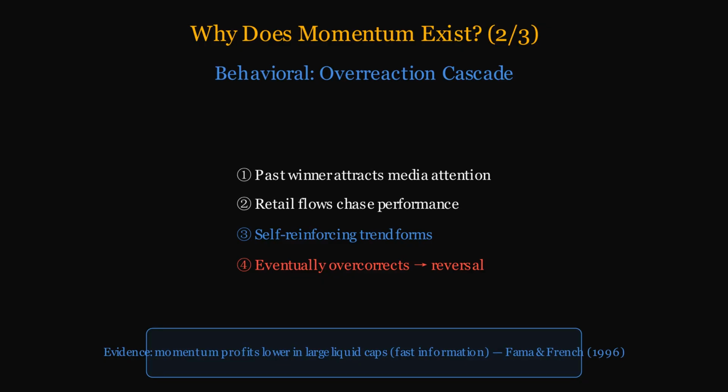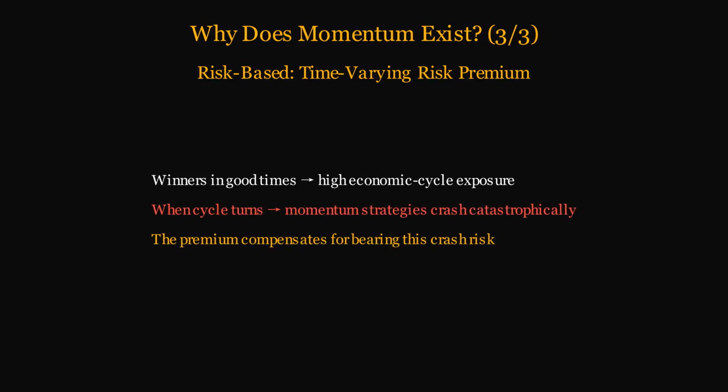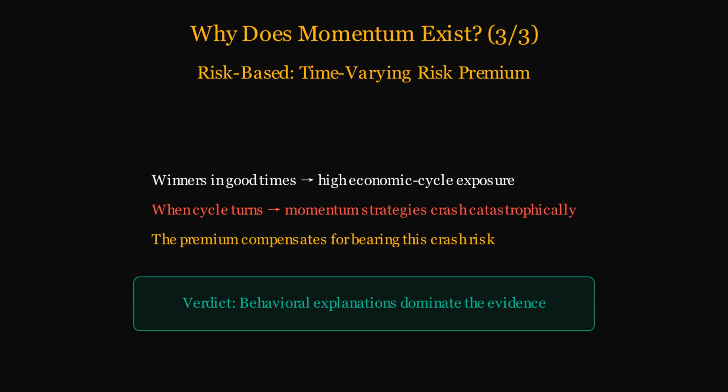Third explanation: risk-based. Winners during good economic times load heavily on the economic cycle. When the cycle turns, as in 2009, momentum strategies crash spectacularly as prior losers explode upward. The premium supposedly compensates for bearing this crash risk. Overall verdict: the behavioral explanation is strongest. Momentum profits are higher in markets with weaker institutional participation, exactly where behavioral biases dominate.